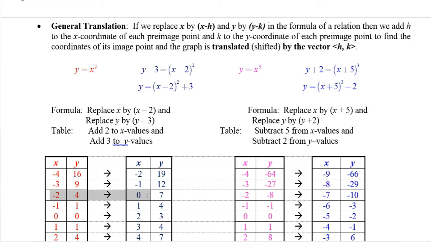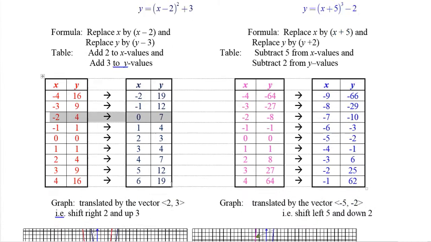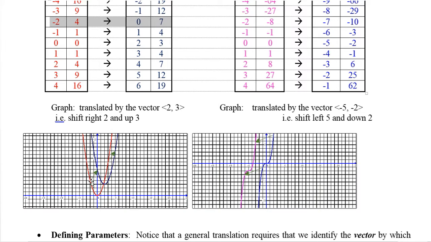So let's take a point here, say negative 2, 4 on this one right here. So we should be adding 2 to x, that makes that 0, and adding 3 to y, 4 goes up to 7. And if you do this, everything's going to be shifted to the right 2 and up 3.